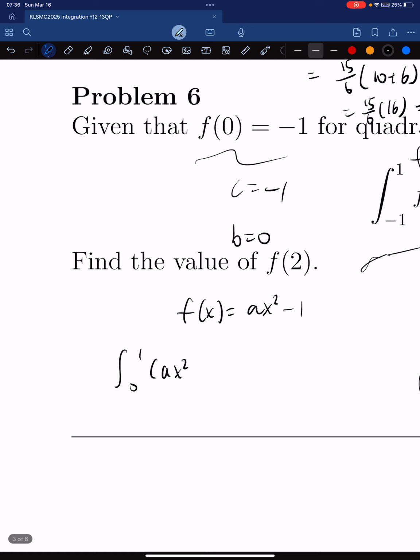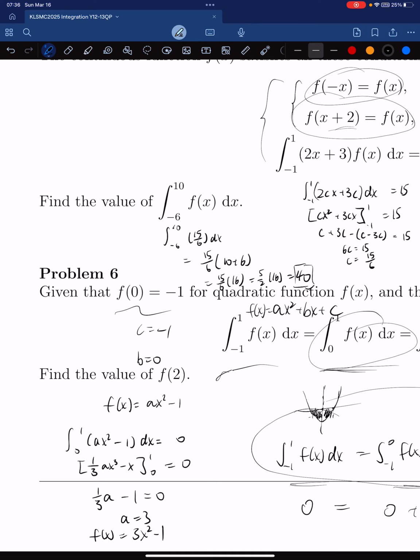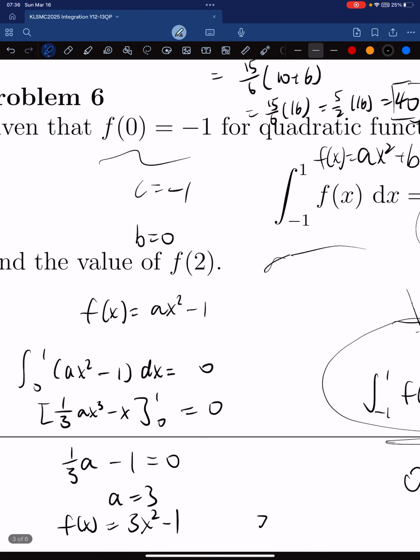So the integration of ax squared minus 1 from 0 to 1 must be equal to 0. Therefore, 1/3 of ax cubed minus x, evaluated from 1 to 0, must be equal to 0. So 1/3 a minus 1 will be 0. So a equals 3. So our function is basically f of x equals 3x squared minus 1. Substituting the value for f of 2, f of 2 will be 12 minus 1, which equals 11. So 11 is our final answer.